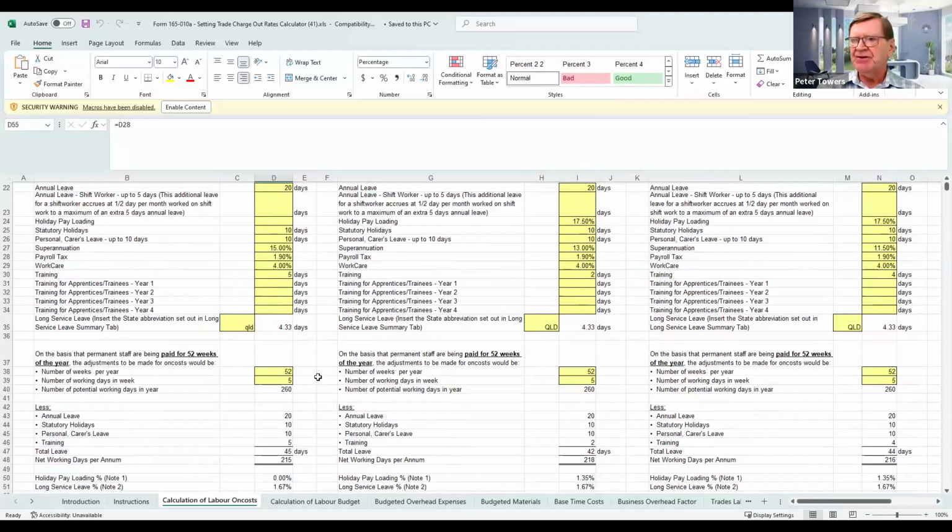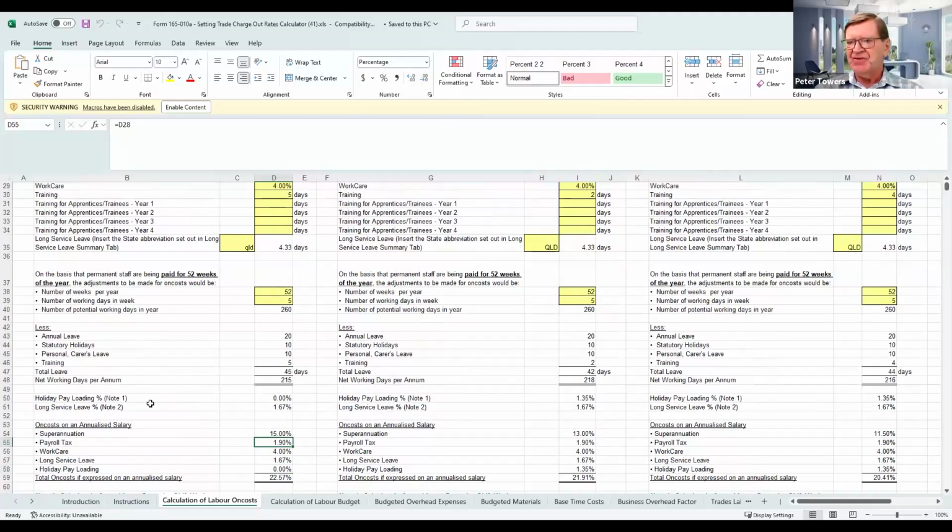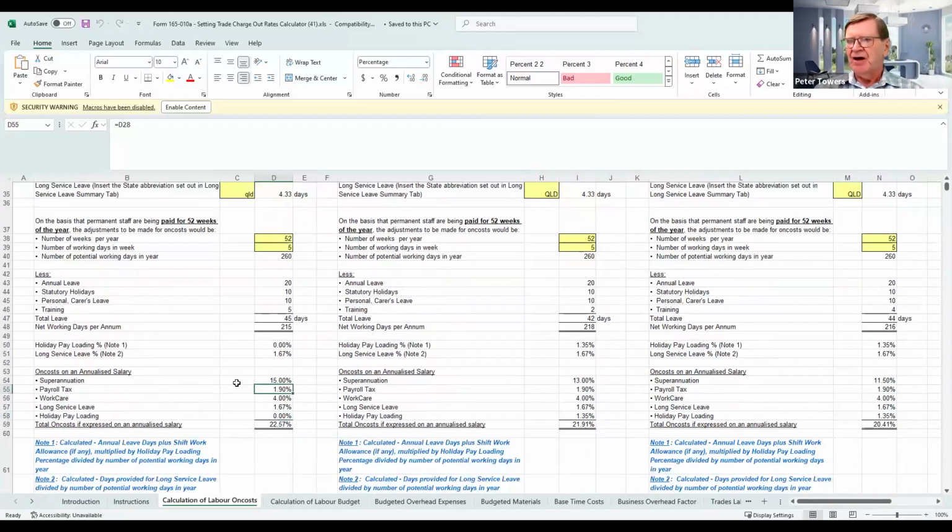The system then calculates, we insert, first of all, how many weeks of the year it's intended this person will work. So we're saying 52, 5 days. System then calculates, that's 260, that's the same right across. So it then goes through and calculates for us the annual leave, the statutory holidays, the training, and indicates that the net working days per annum of this person is going to be 215, 218, 216 days. The percentages are then calculated on holiday pay percentage, and the annualized on costs are then calculated.